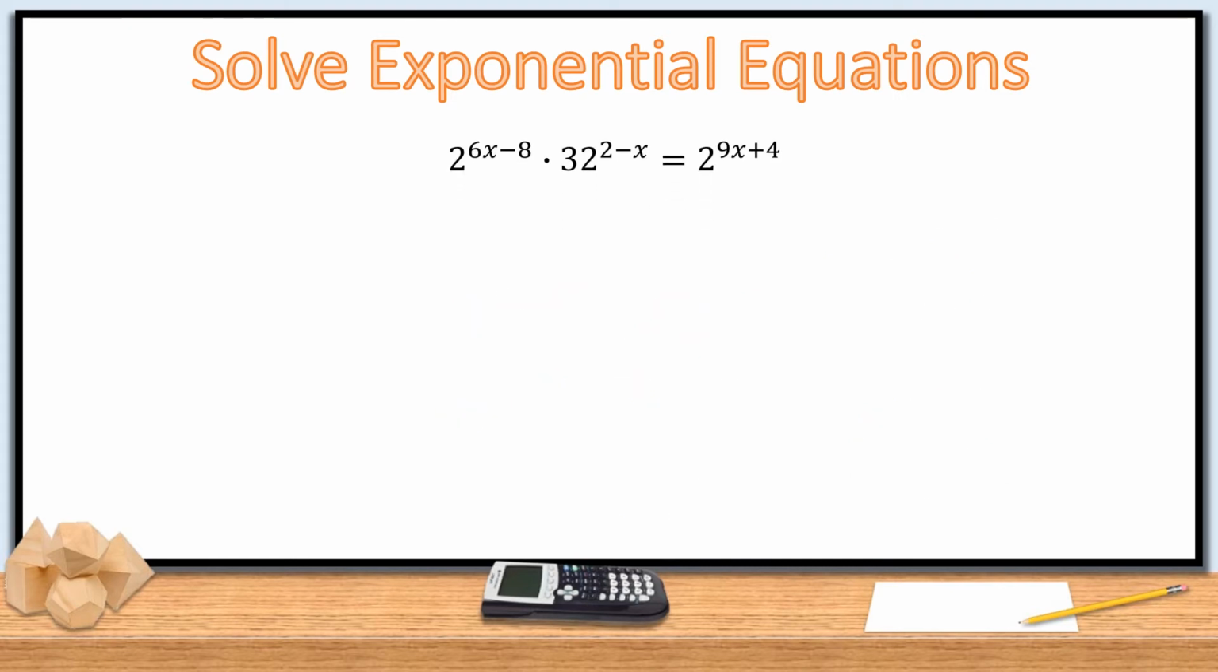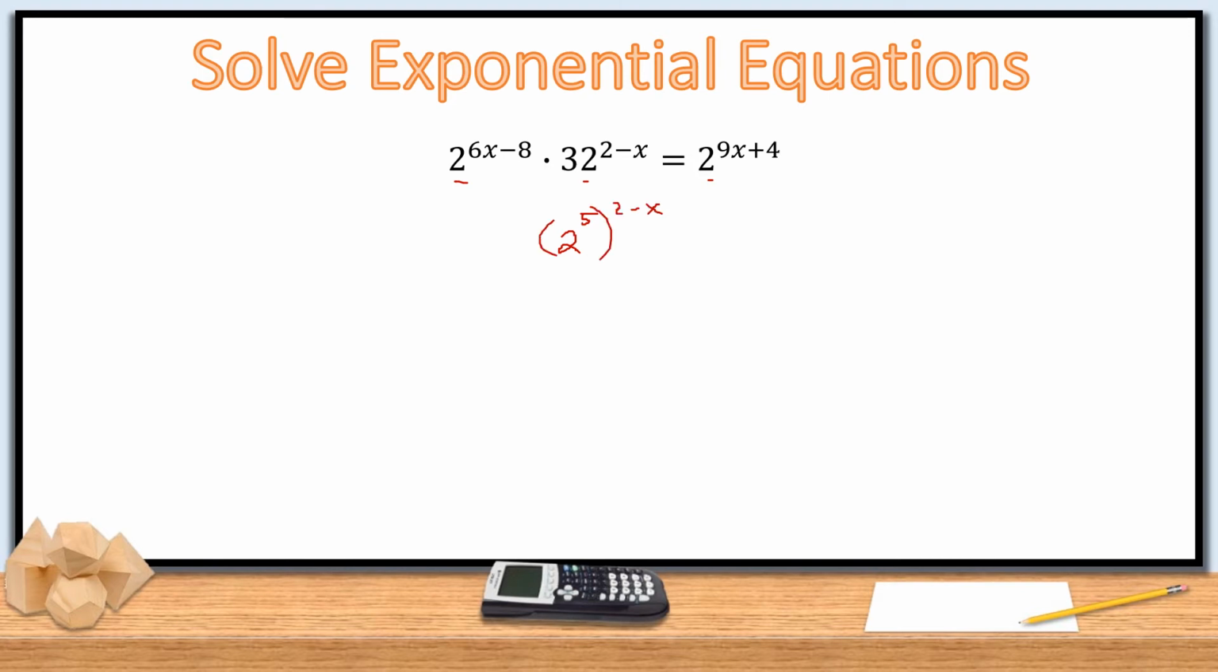Getting a little bit more challenging. Not much, but just an extra step involved. So we've got base of 2, 32, and 2. So 2 looks like it's going to be my common base. So the first part will stay the same. 32 is the same as 2 to the power of 5. So it's going to be 2 to the power of 5 times 2 minus x.